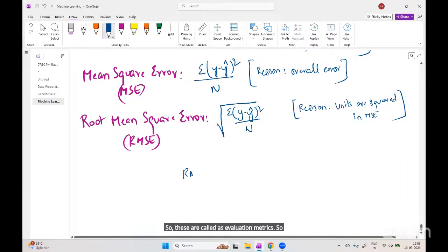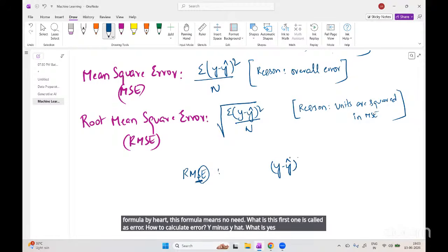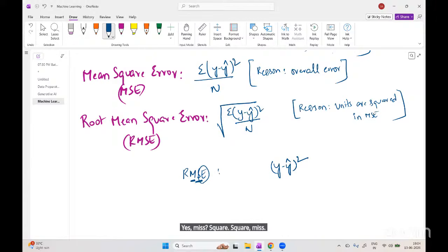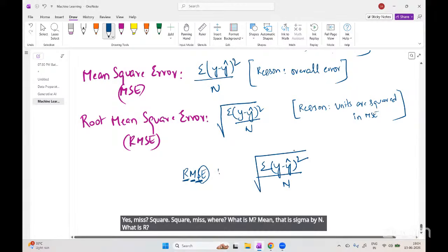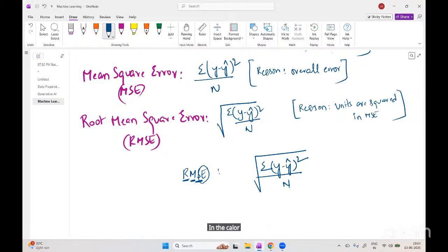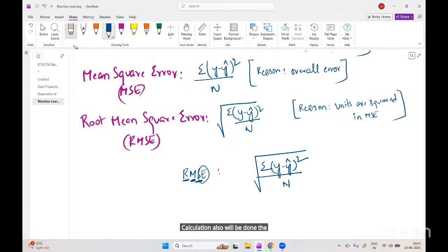So, sir, should we remember this formula? By heart, this formula means no need. What is this? First one is called error. How to calculate error? Y minus y hat. What is S? S means square. What is M? Mean. That is sigma by N. What is R? Root. That is the formula. In the calculation also, same way we have to calculate. First we have to calculate the E value. From that we calculate the square of that value. From that we calculate the M value. From that we calculate the R value. In the same order we have to calculate. Everyone is clear?